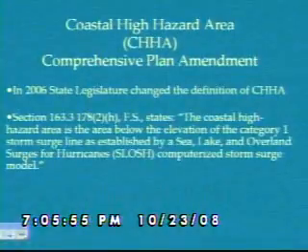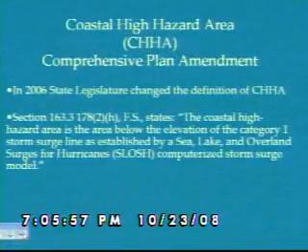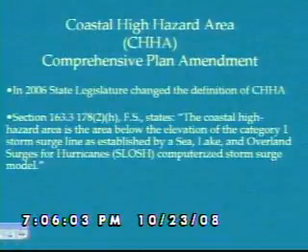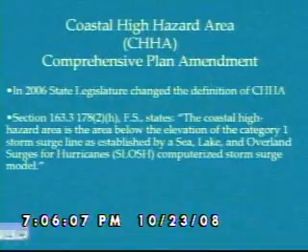Now I'd like to move on to the coastal high hazard area comprehensive plan amendment. In 2006, the state legislature changed the definition of the coastal high hazard area to read basically: the coastal high hazard area is the area below the elevation of the Category 1 storm surge line as established by a sea, lake, and overland surges for hurricanes computerized storm surge model.